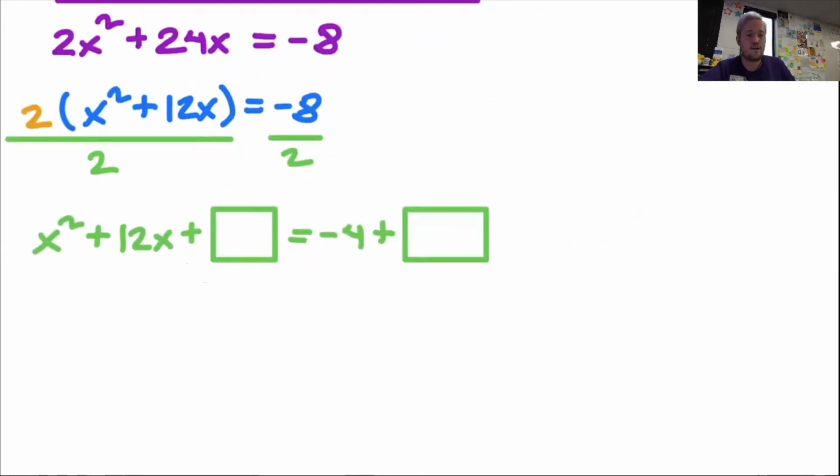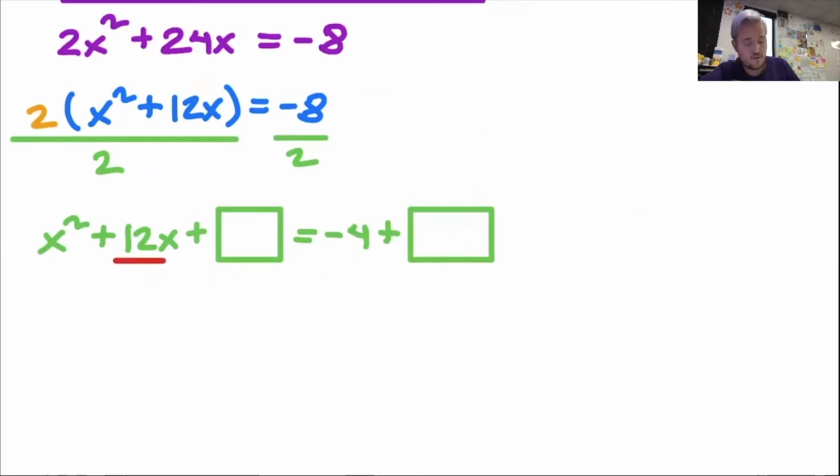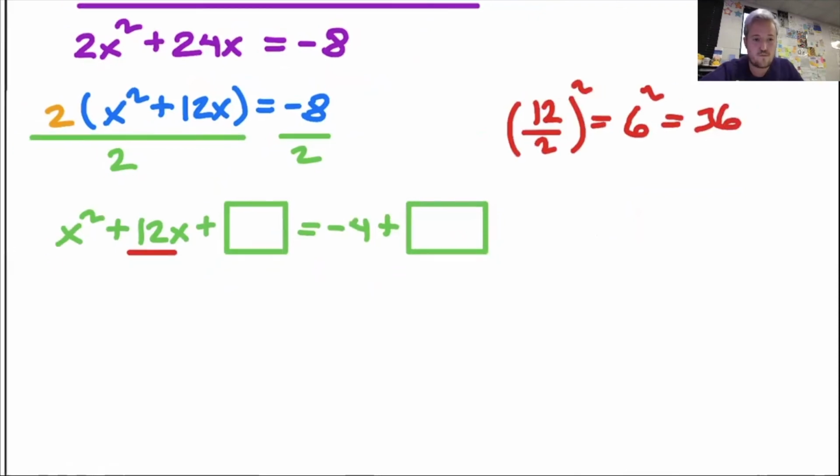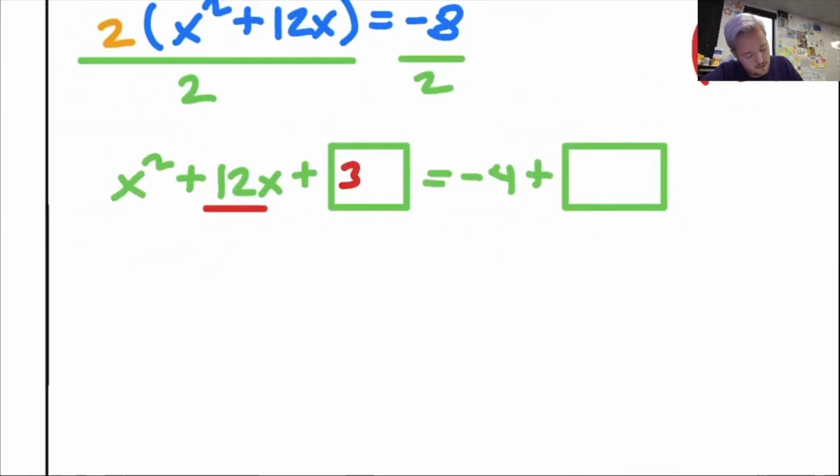All right, so now we got to find out what's going to go in those boxes. So we have a b value of 12. All right, so we're going to do 12 divided by 2, all squared. So 12 divided by 2 is going to give you 6 squared, which is equal to 36. All right, so 36 is going to be written. That's a 36. There we go. All right, I'm going to go ahead and get rid of that.